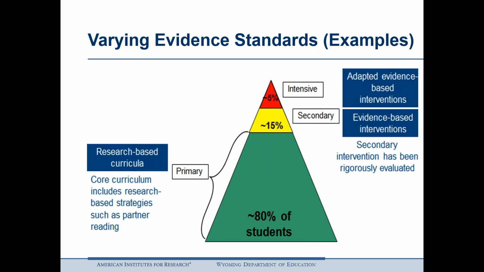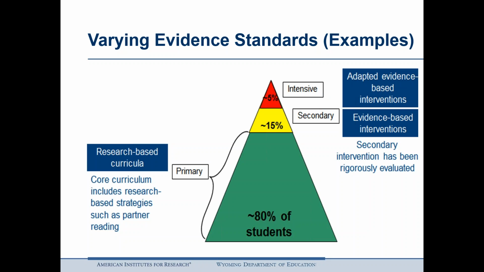This graphic illustrates an example of what a school's reading instruction might look like at each tier. As you'll see, evidence standards for the instruction vary by tier. At the Tier 1 level, reading instruction consists of research-based curricula. This means that the whole curriculum, remember, has not been evaluated, but the components do have some evidence.